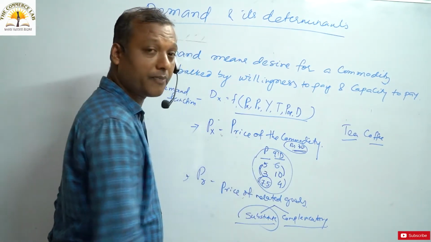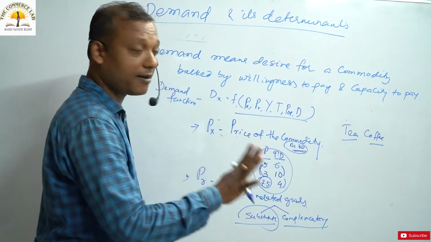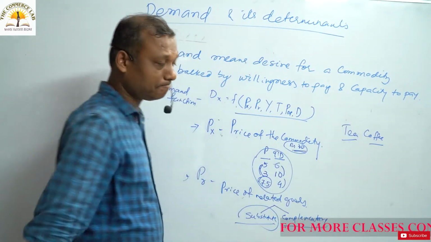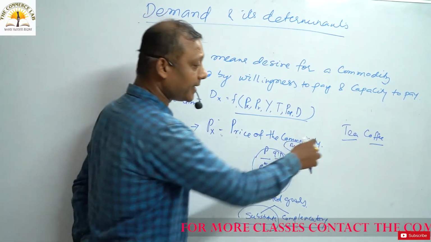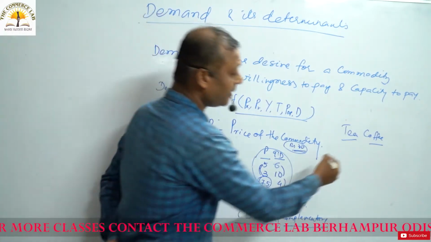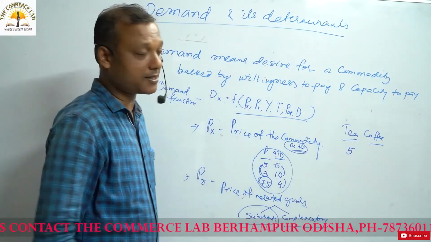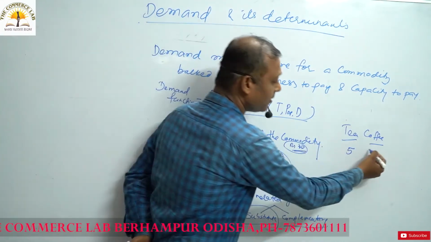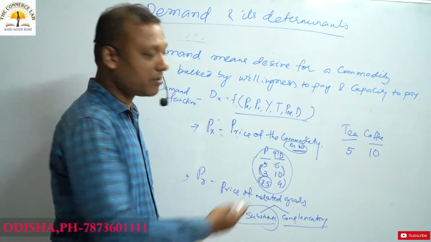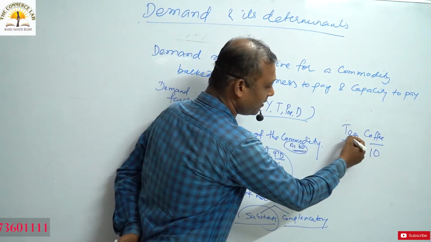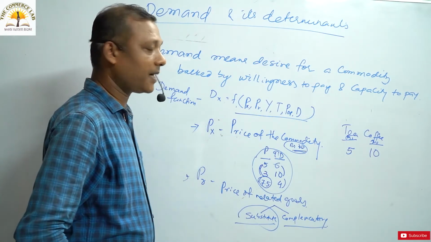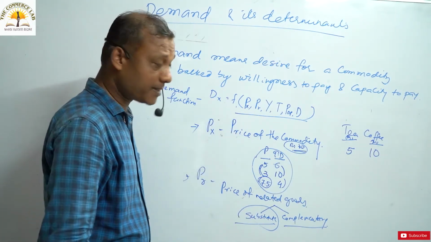Alternative goods, tea and coffee. Remember one thing, tea and coffee are the example of substitute good. When you talk about tea and coffee, definitely there are some consumers who are addicted to tea, who are regularly drinking tea. Take for example, the price of tea is 5 rupees and the price of coffee is 10 rupees. Obviously we know coffee is somehow superior to tea. Price of tea is 5 rupees, price of coffee is 10 rupees.